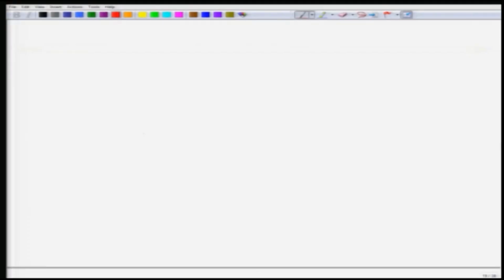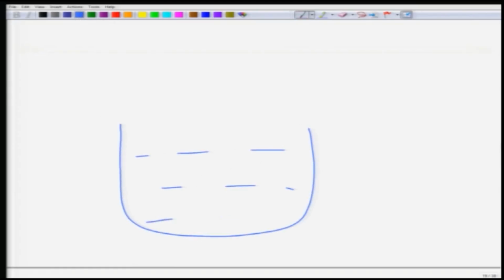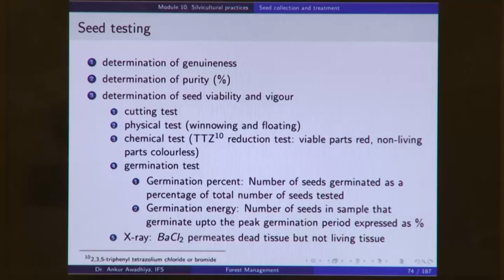Now, in the case of a flotation test, you take a container with water and you add the seeds. There will be some seeds that float on the top and there will be some seeds that sink down to the bottom. Those seeds that are floating on the top have air cavities, probably because they have been infested. So, you can make use of these physical tests to get an idea of the amount of viability of these seeds. Or you can make use of chemical tests such as the TTZ test.